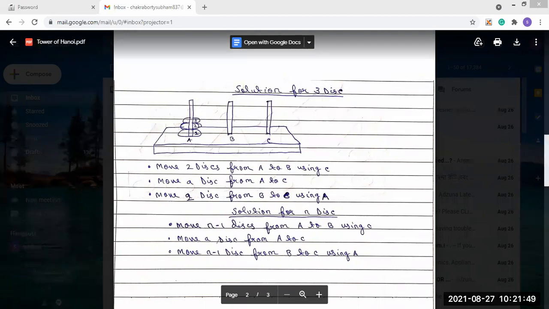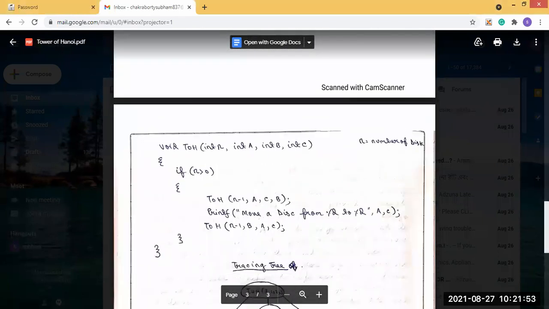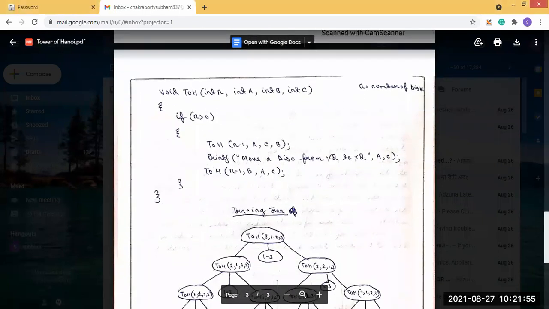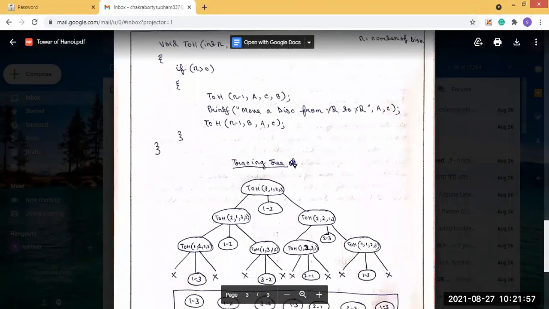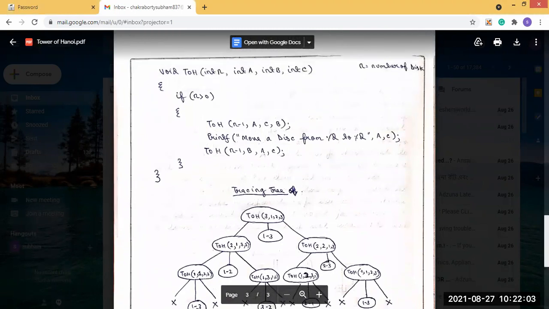So this is the way. Now we will see the algorithm of this Tower of Hanoi problem. First we will see the algorithm, and after this algorithm, we will trace the tree here. So first we will see the algorithm now, that what the Tower of Hanoi algorithm says.